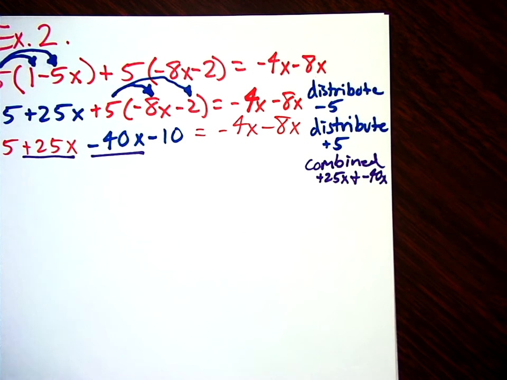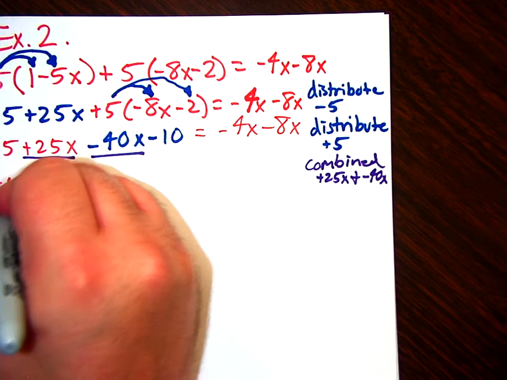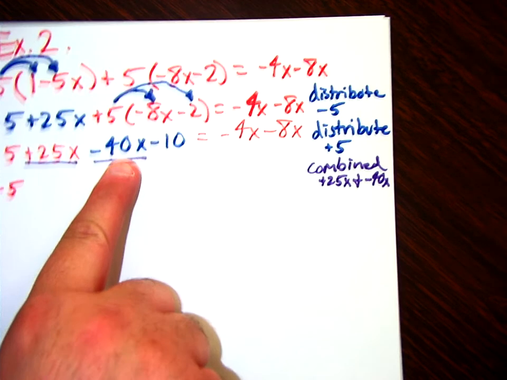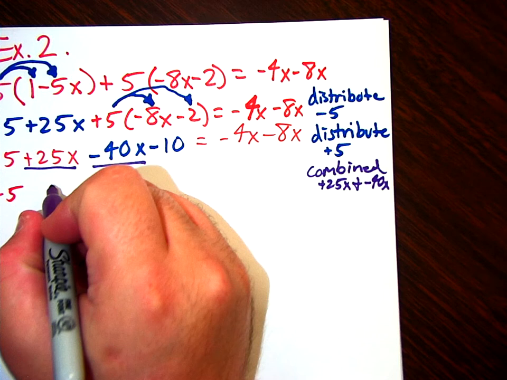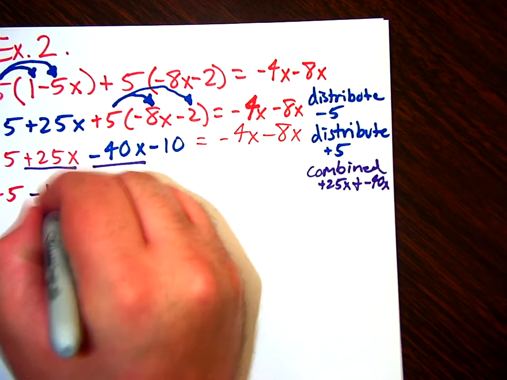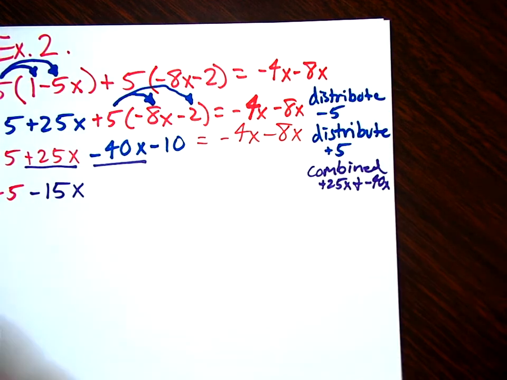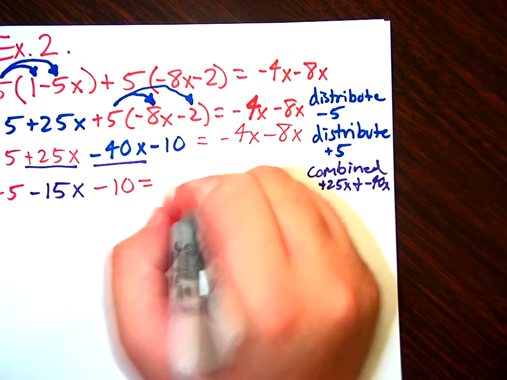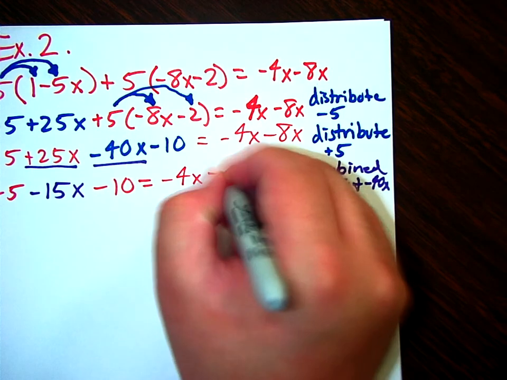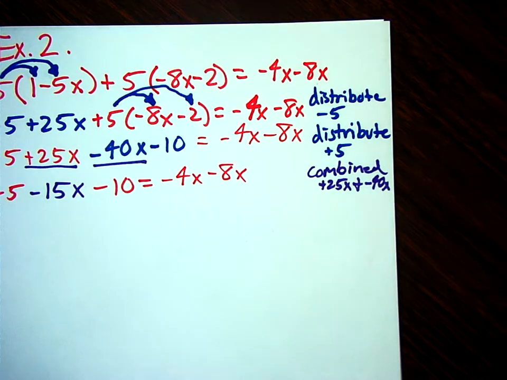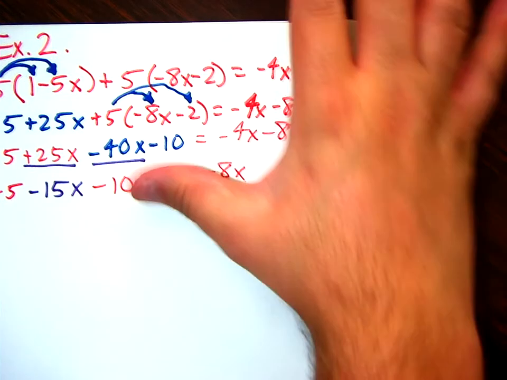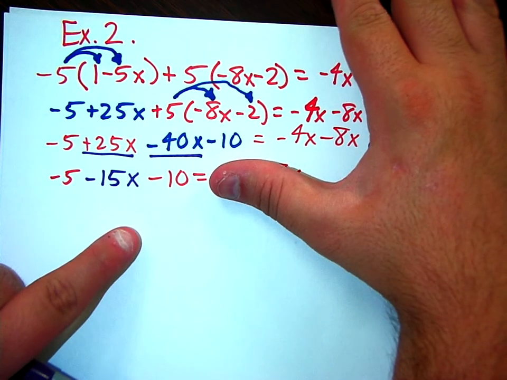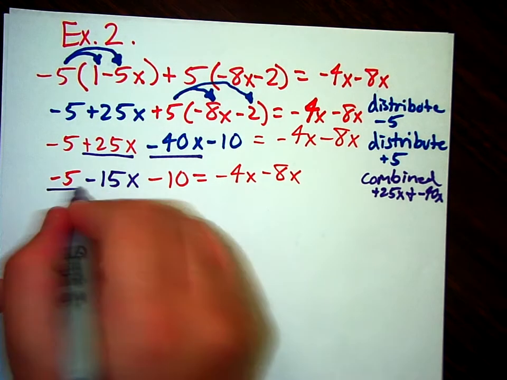Okay. So, negative 5, positive 25 minus 40x is going to be minus 15x minus 10 equals negative 4x minus 8x. Okay, now I'm going to do the same thing. Let's look at that same side and see if there's any more like terms over here we can combine. There are. This one and this one.